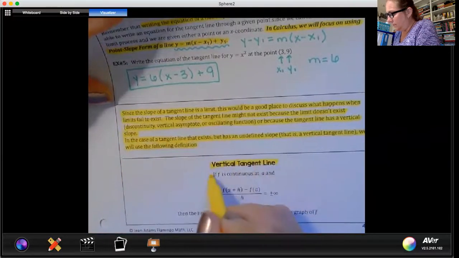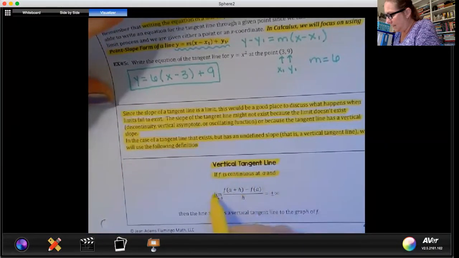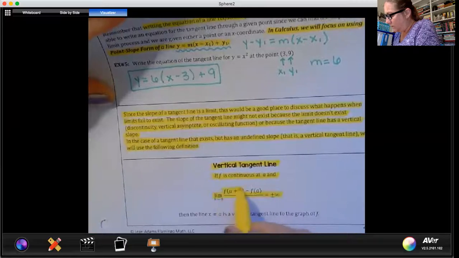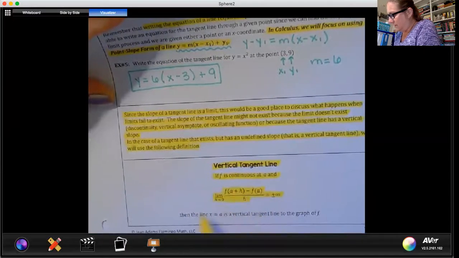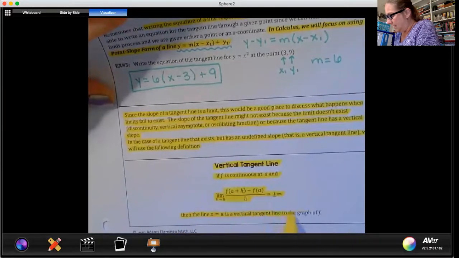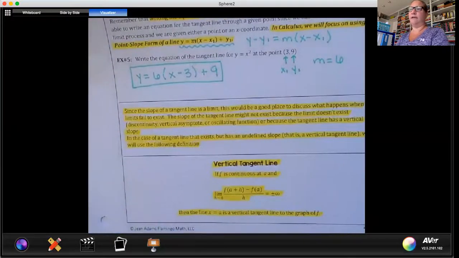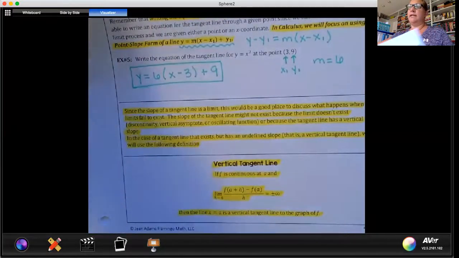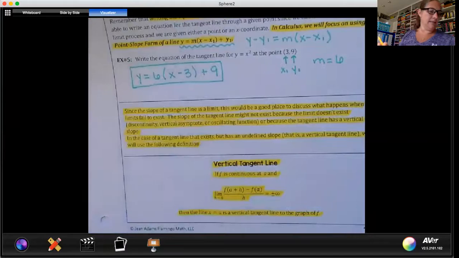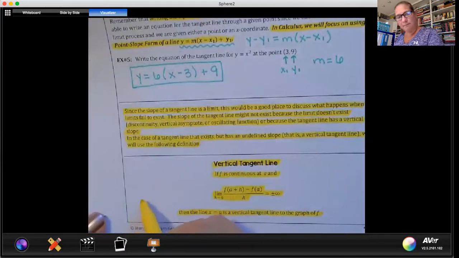A vertical tangent line: if f is continuous at a and the difference quotient approaches positive or negative infinity, then the line x equals a is a vertical tangent line to the graph of f. Now, a vertical tangent line looks exactly like it says, except instead of going, say, by a function, it almost goes through a function, and you'll see an example of that.